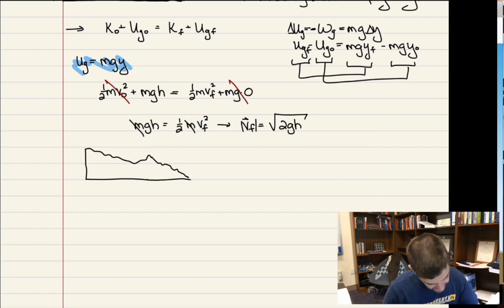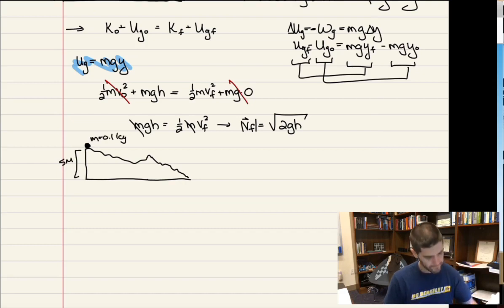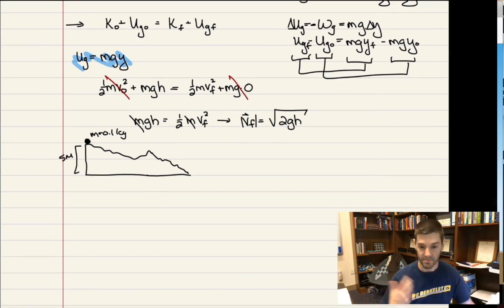So suppose I have my apple, it's up here at 5 meters, m is 0.1 kilograms. It rolls down some wiggly ramp. And I could ask, what is the speed when it gets to the bottom of the ramp? Well, again, we can think what forces are at play: the contact force of the ramp and gravity. The contact force of the ramp does no work. So only gravity is doing work on the system. Gravity is a conservative force.